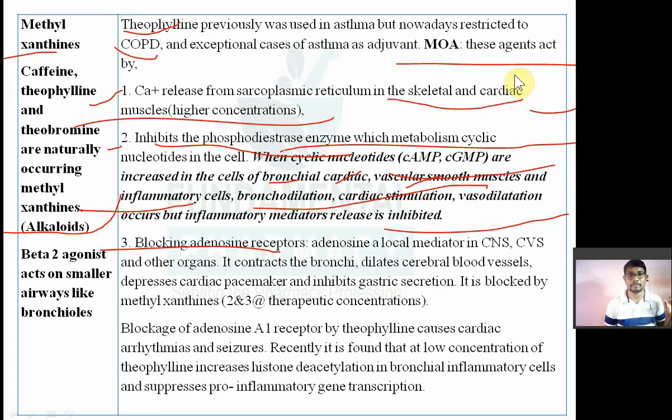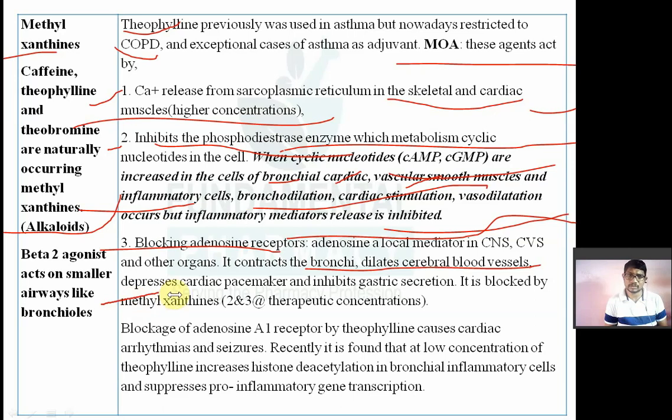First, it will release the calcium from sarcoplasmic reticulum. Second, it will inhibit the phosphodiesterase enzyme. Third, it will block the adenosine receptor. So adenosine is a local mediator in the CNS as well as the cardiovascular system and other organs. So it constricts the bronchial smooth muscle, contracts the bronchi, dilates the cerebral blood vessels and depresses the cardiac pacemaker.